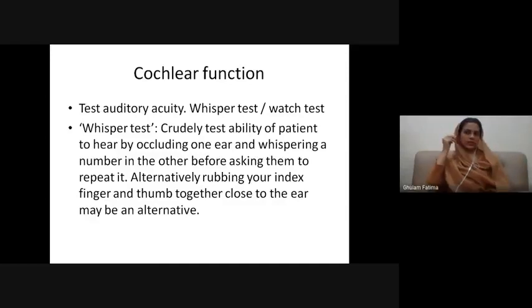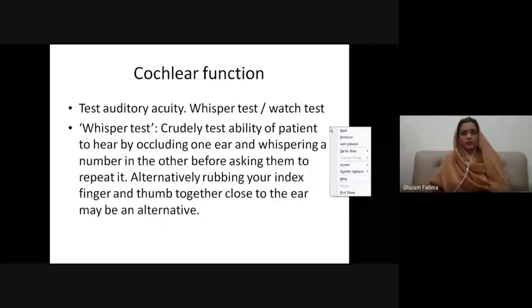On the other hand, you can check by rubbing your finger and thumb, and you will mark the point where the patient is unable to hear anymore, and then you will check on the other side. Once again, you will mark the point, and then you will compare both sides, to see whether the distance is the same on both sides. So this is a test, but this is a very crude type of test. This is not a very refined test. This test is used to check the auditory acuity.